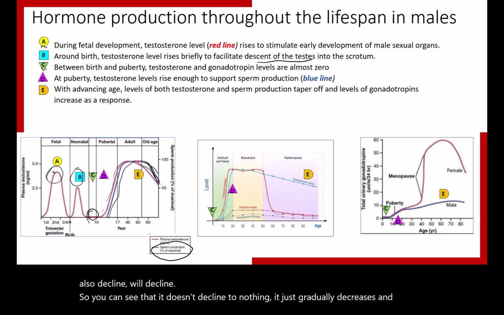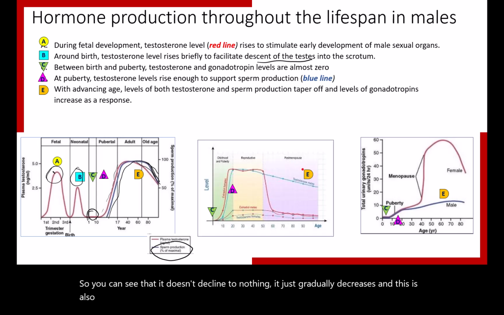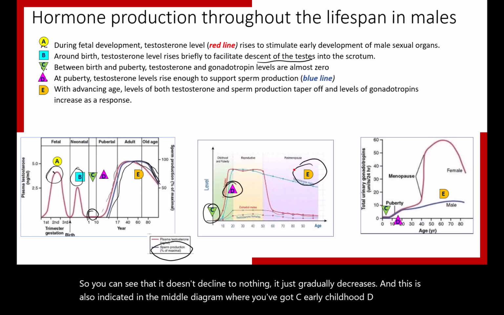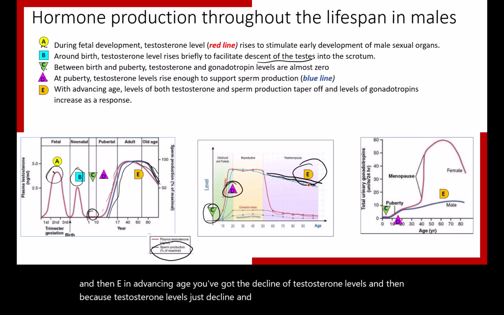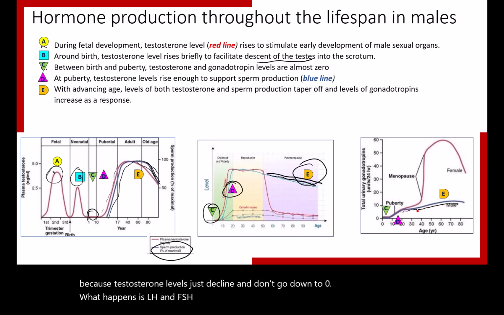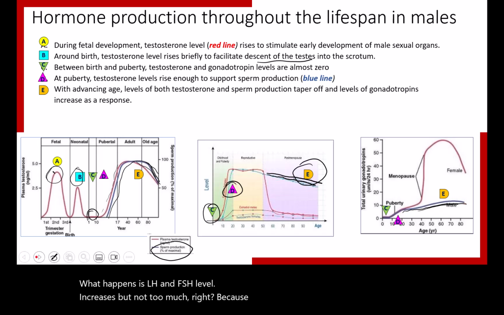And this is also indicated in the middle diagram where you've got C, early childhood, D, puberty, and then E, in advancing age, you've got the decline of testosterone levels. And then because testosterone levels just decline and don't go down to zero, what happens is LH and FSH levels increase, but not too much, right? Because testosterone is still being secreted. Anyway, we'll talk more about that in class, I'm sure.